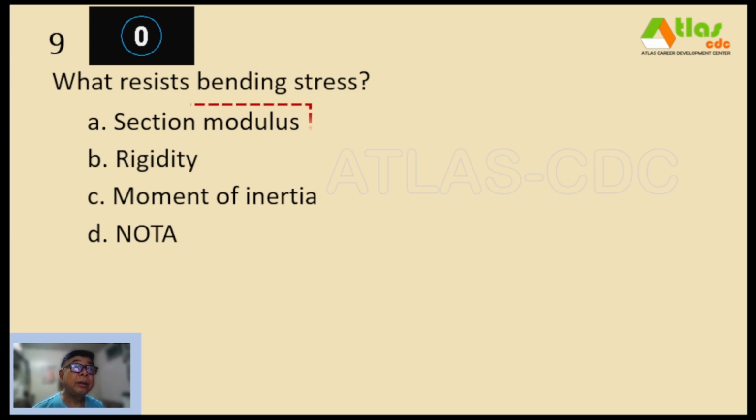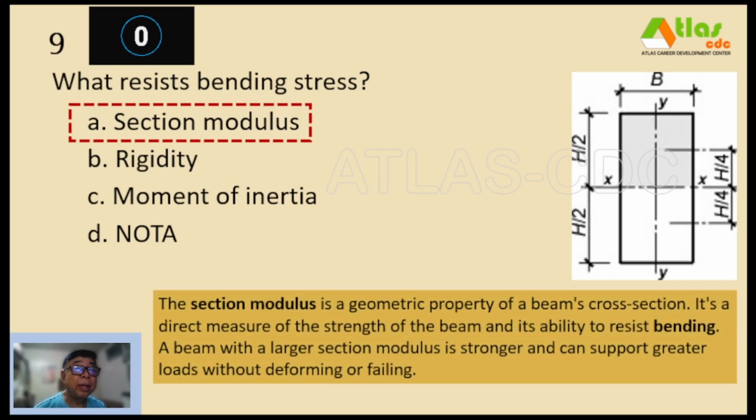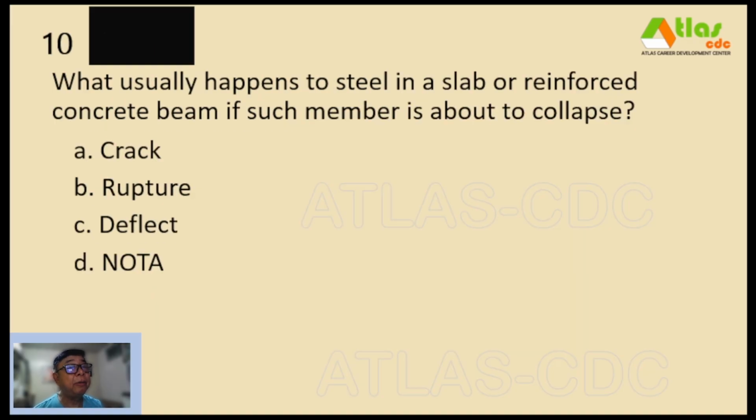And our correct answer is letter A, section modulus. The section modulus is a geometric property of a beam's cross-section. It's a direct measure of the strength of the beam and its ability to resist bending. A beam with a larger section modulus is stronger and can support greater loads without deforming or failing.